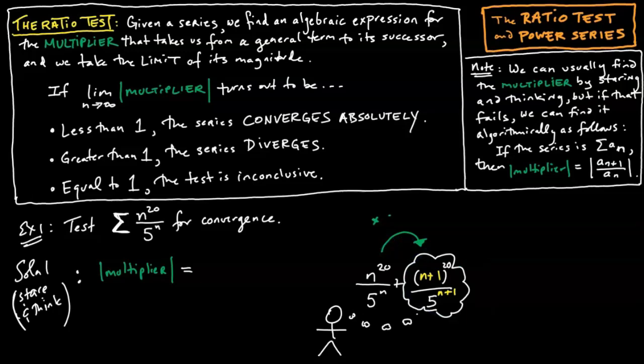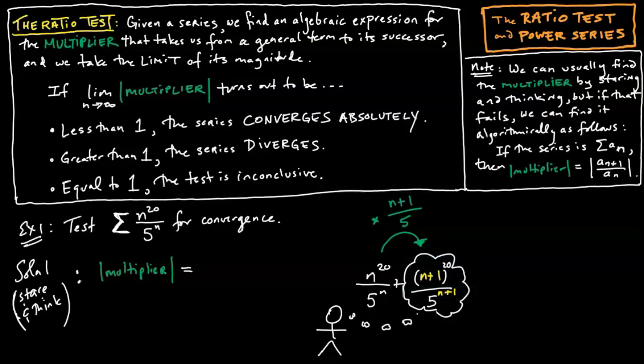As always, we will think about it in terms of a fraction. The bottom is a piece of cake. To get from 5 to the n to 5 to the n plus 1, I just have to multiply the bottom by 5. But how about the top? I need to get from n to the 20th to n plus 1 to the 20th. Well, that's not just a matter of tacking on an extra factor of something, but I can force the issue. I want n plus 1 to the 20th upstairs at the end of the day.